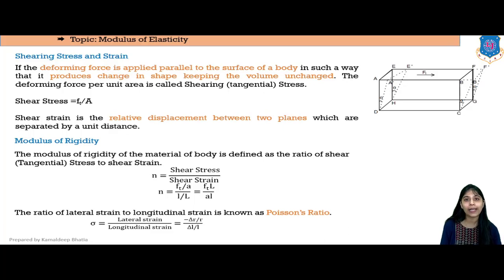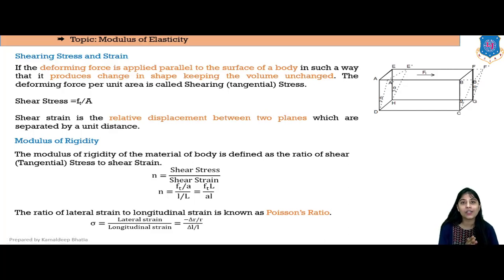So what happens? The lines AD, EH, BC and FG joining these two faces turn through an angle theta, which is measured in radians. So here the ABFE face is said to be sheared through an angle theta, which gives the shear strain or the angle of the shear. So this theta is nothing but the shear strain, which is the ratio of AA dash to dA, or we can also say small l to capital L, where small l represents the change produced due to this deforming force and capital L is the original length of the face or the line.